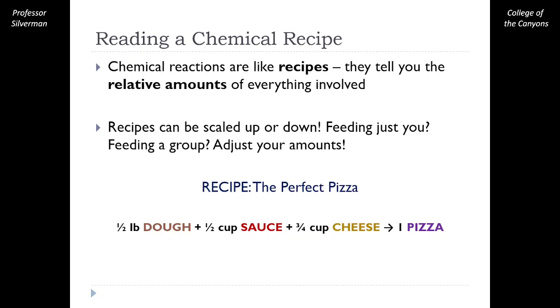Here we have my recipe for the perfect pizza. You need exactly half a pound of dough, half a cup of pizza sauce, 3/4 of a cup of cheese, and with that you can make one pizza.